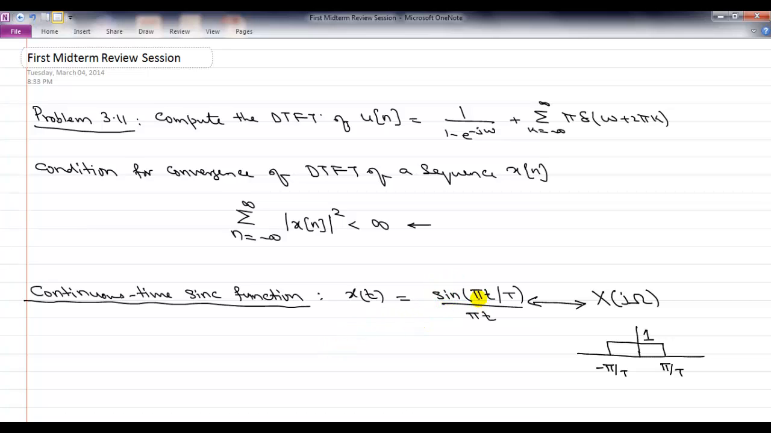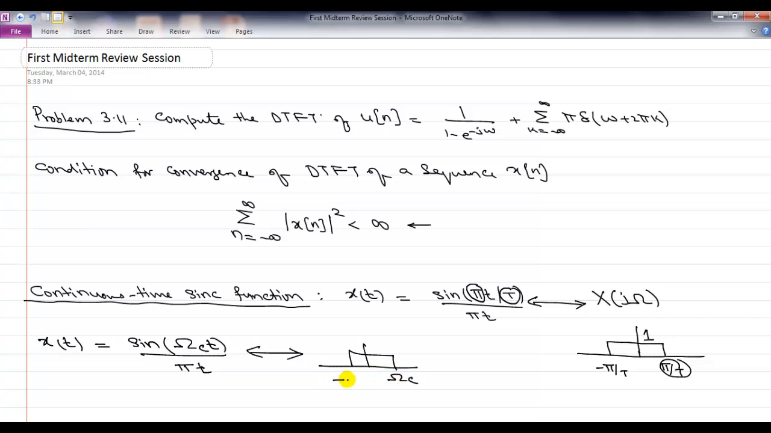So this is a sinc function. If it is given by sine pi t over capital T, pi t, whatever is the expression here, this pi over T is the cutoff for the low pass filter. So sometimes you will also see it as sine of omega c t over pi t. Well, the Fourier transform of that is simply, again, a box function with cutoff of omega c with a height of 1.